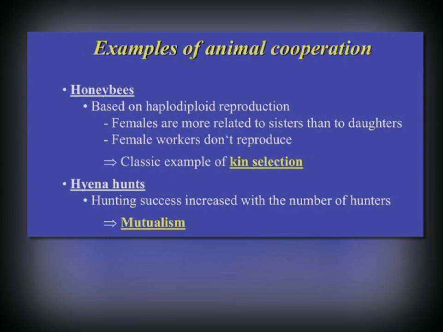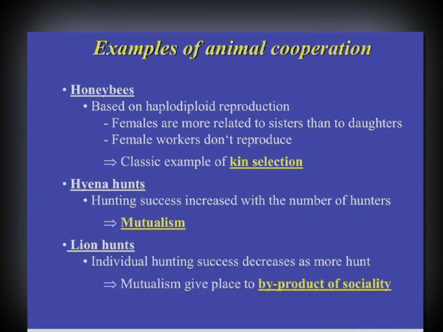The other one is also mentioned, cooperation, which some people call mutualism, which is the classical case in hunting of hyenas, where the hunting success increases with the number of hunters taking part in the hunt. Lions were a textbook example of cooperative hunting. More recent observations have actually shown it is not the case, in the sense that the individual success decreases when more lions hunt together. And so it was mainly explained as a byproduct of sociality. I could go on listing some examples.